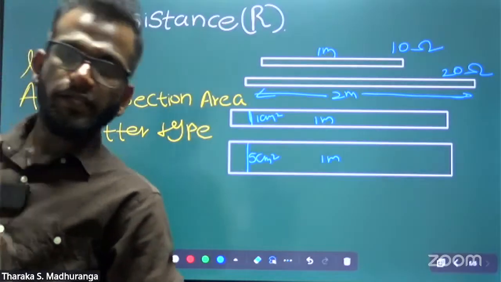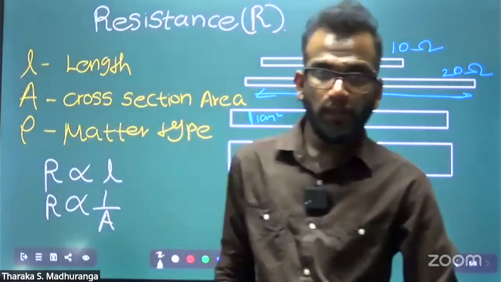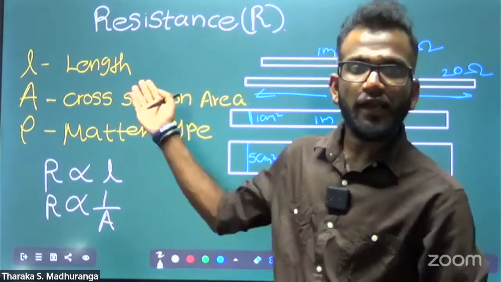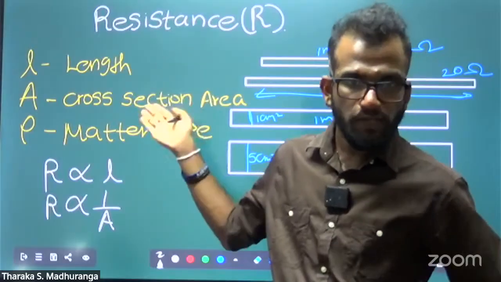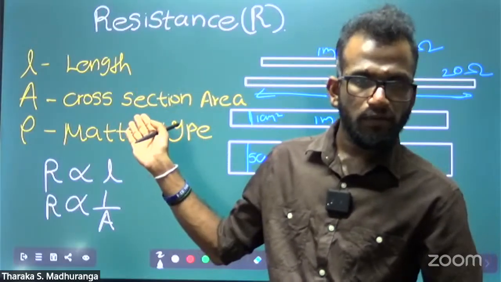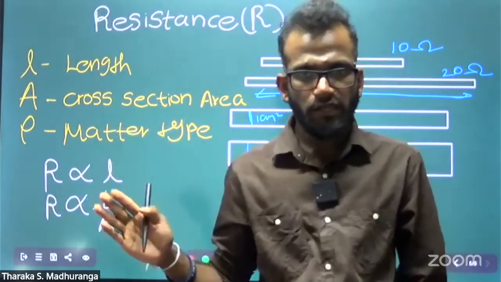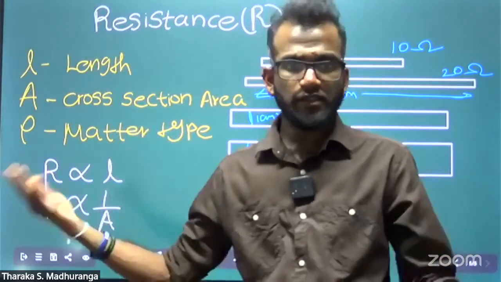No, temperature is the external factor, Amar. Temperature is an external factor. The internal factors are length, cross-section area, and matter type. Due to temperature the resistance also changes, correct? But that is the external factor.